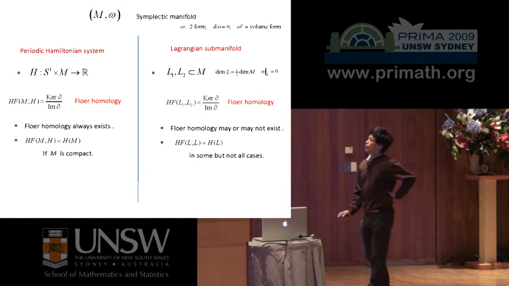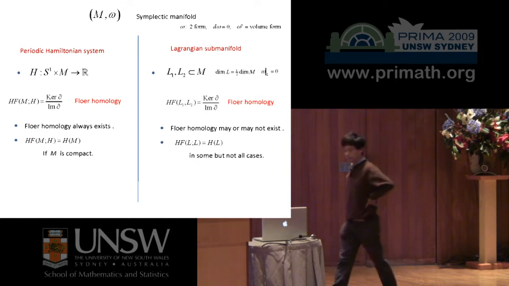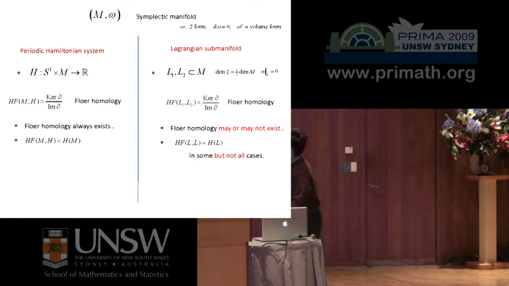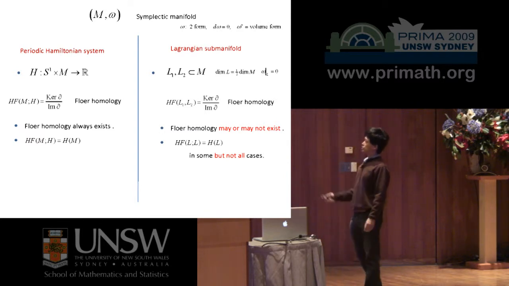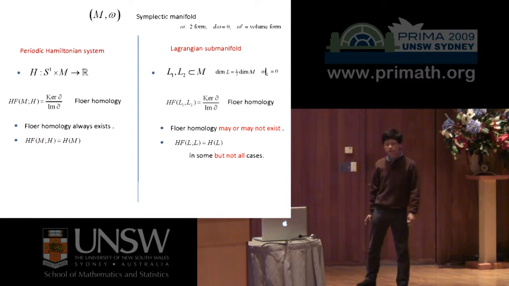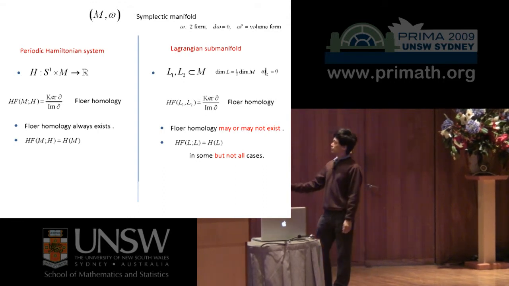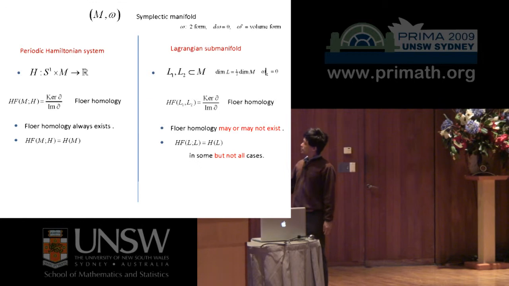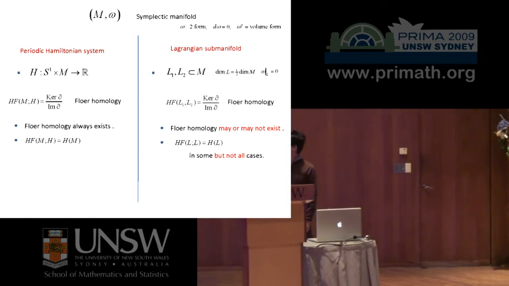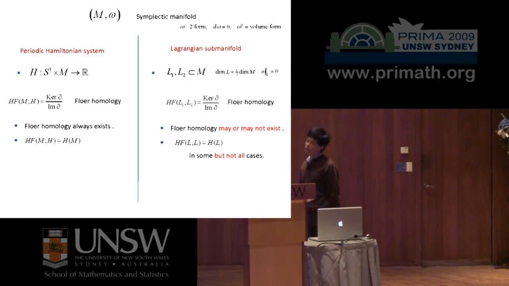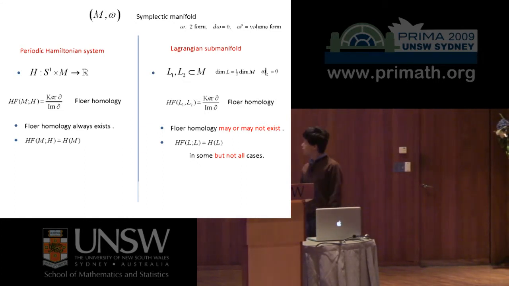On the other hand, in the case of Lagrangian submanifolds, Floer homology has two different features. This Floer homology may or may not exist, so it doesn't exist in complete generality. And also, the Floer homology may not be isomorphic to the homology of the manifold L. So the invariant is more interesting, but if you try to apply it, we need to work harder. So I want to explain these two points more.